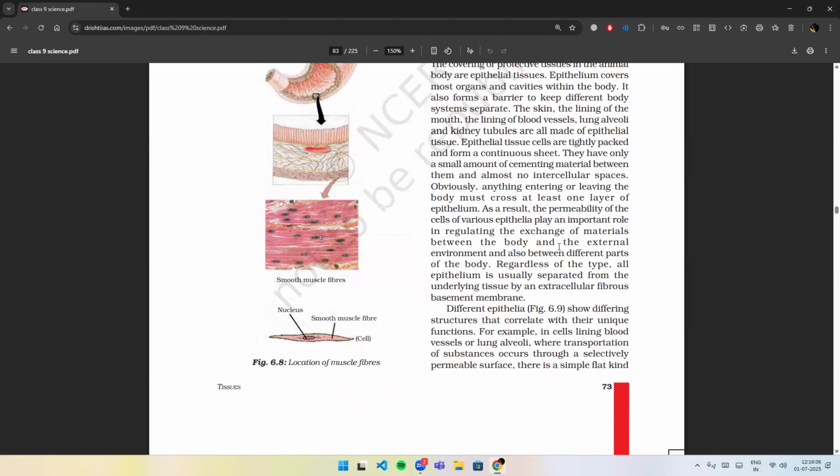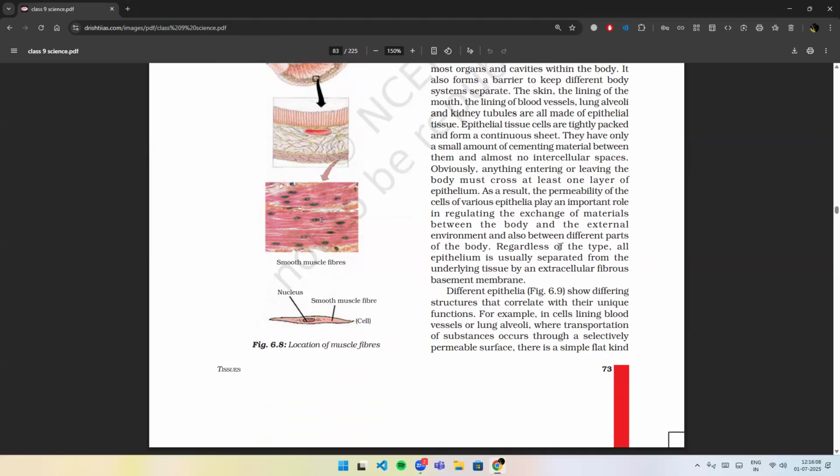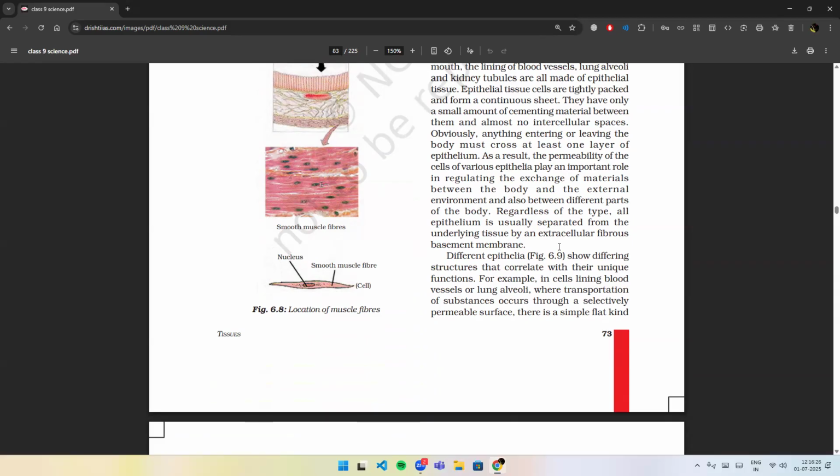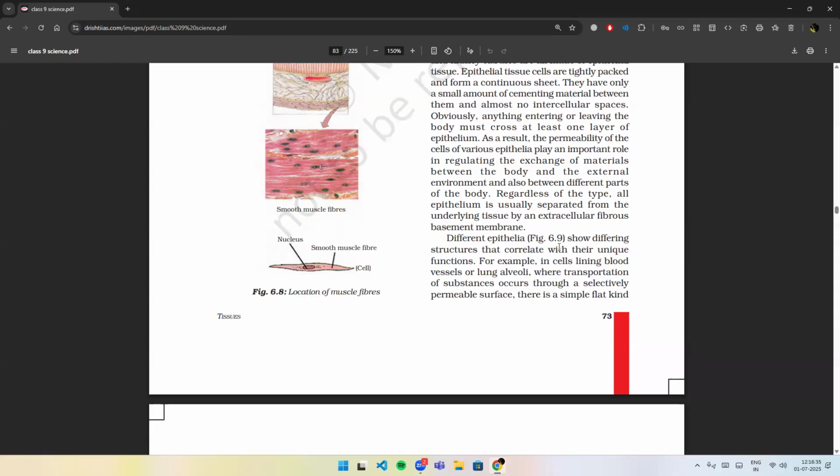Obviously, anything entering or leaving the body must cross at least one layer of epithelium. As a result, the permeability of the cells of various epithelia play an important role in regulating the exchange of materials between the body and the external environment and also between different parts of the body. Regardless of the type, all epithelium is usually separated from the underlying tissue by an extracellular fibrous basement membrane. Different epithelia show differing structures that correlate with their unique functions.